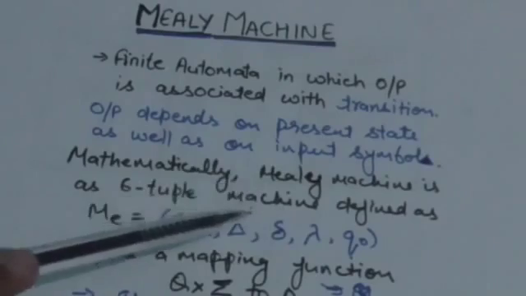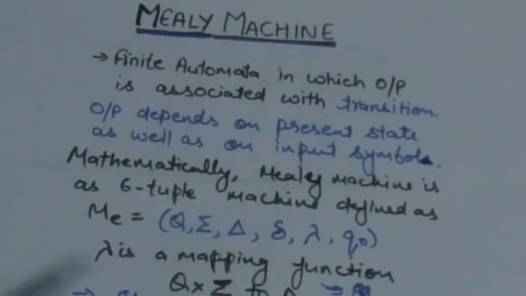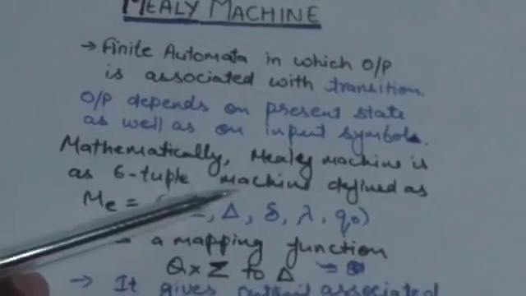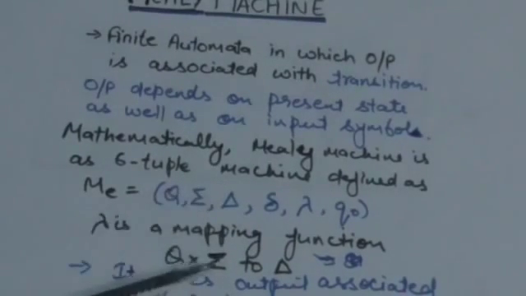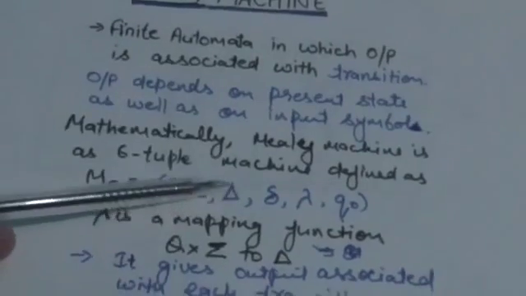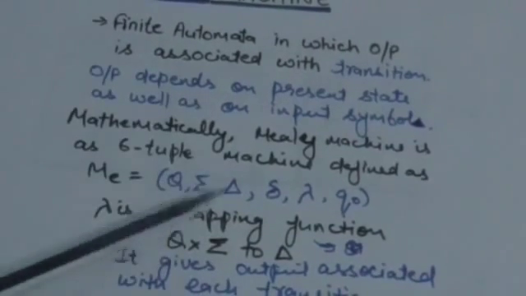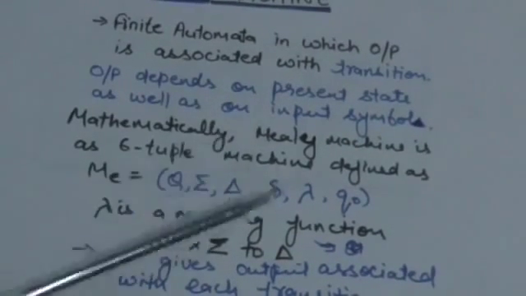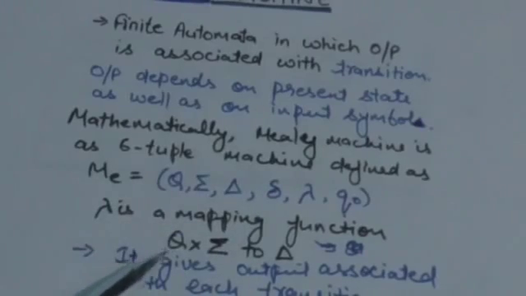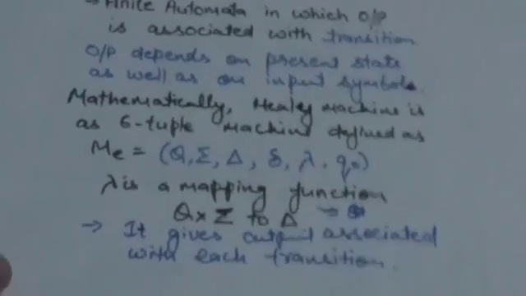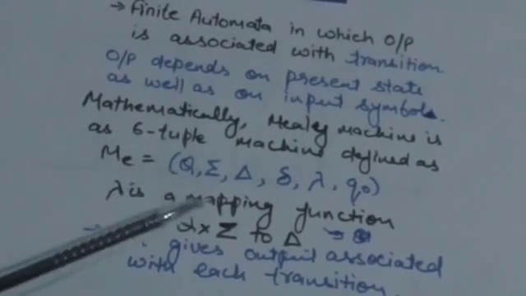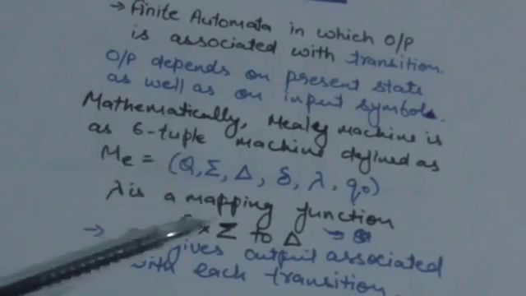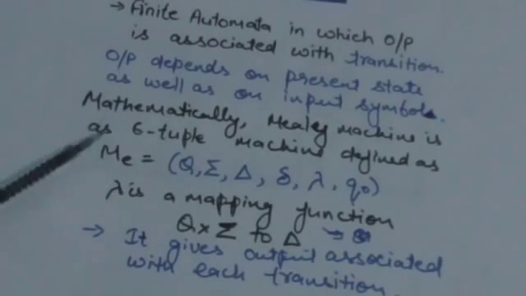Lambda is an output function. Here output depends on present state as well as on input symbol. So it maps present state and input symbol into output. Actually it gives output associated with each transition. Now Q0 is the initial state of Mealy machine.